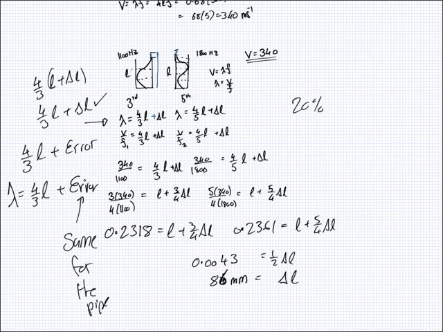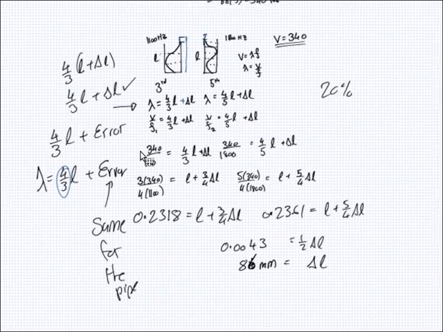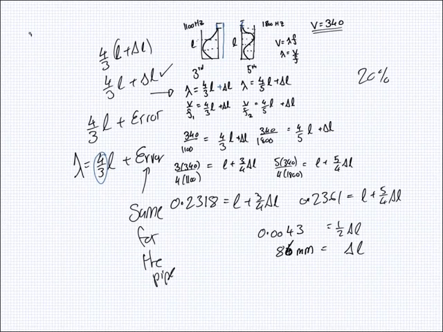So this doesn't care about this number. It doesn't care if it's the third or fifth harmonic. The error is not one part of the whole length, it's a fixed length. It's like the error is always 86 millimeters. It doesn't matter if it's the third, the fifth or the 10th harmonic. It's a constant.